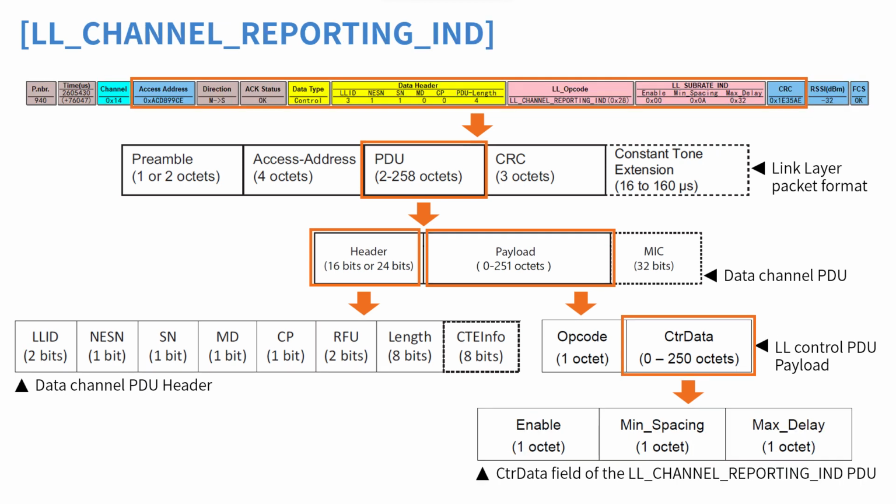This is the LL channel reporting indication packet sent by the central. The combination of the LL control PDU has changed. Enable should be set to indicate whether channel classification reporting needs to be enabled or disabled. Min spacing should be set to indicate, in units of 200 milliseconds, the minimum amount of time from the last LL channel status indication PDU that was sent before the next LL channel status indication PDU may be sent. The value should be between 5 and 150.